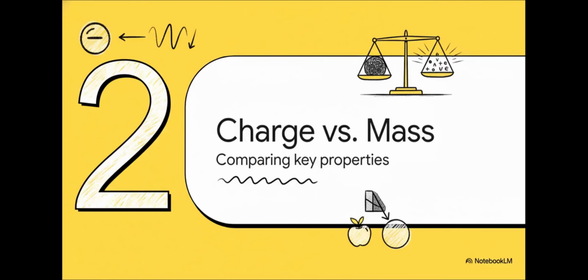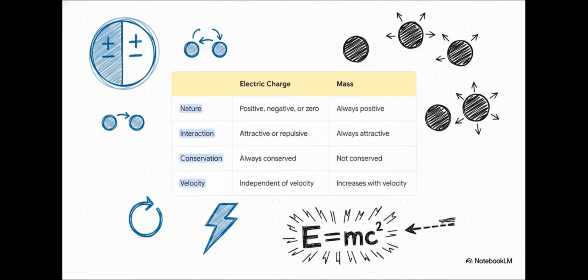Now, to really wrap our heads around charge, it helps a ton to compare it to something we deal with every single day, mass. Let's put them side by side and see what we find. Okay, this chart really breaks it down for us. With mass, right, it's always positive. And gravity, its force, only ever pulls things together. It's always attractive.